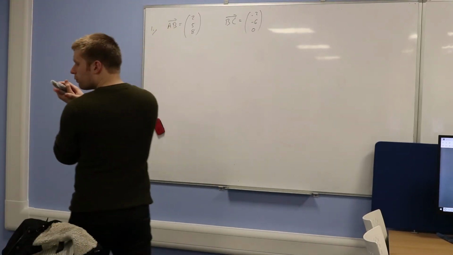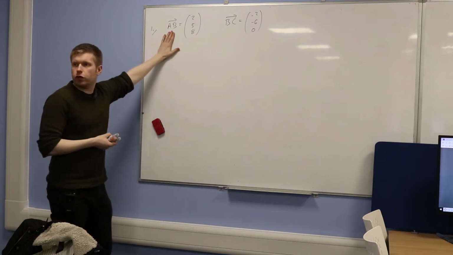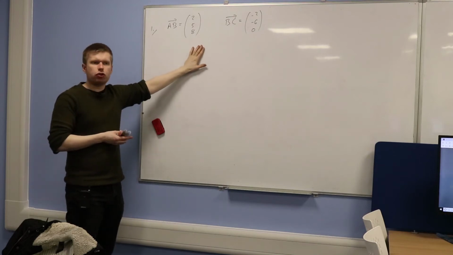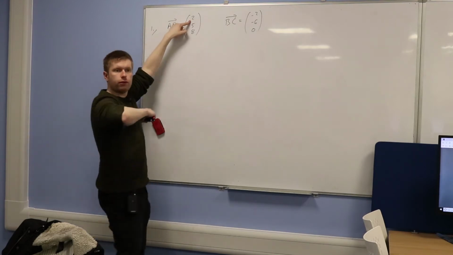Okay, so shall we look at the first question together then? Yeah. So you've got a movement which moves you from point A to point B. Now it's three-dimensional movement. How do you know it's three dimensions? Yeah, there's three components. So this literally means move 2 steps to the right.